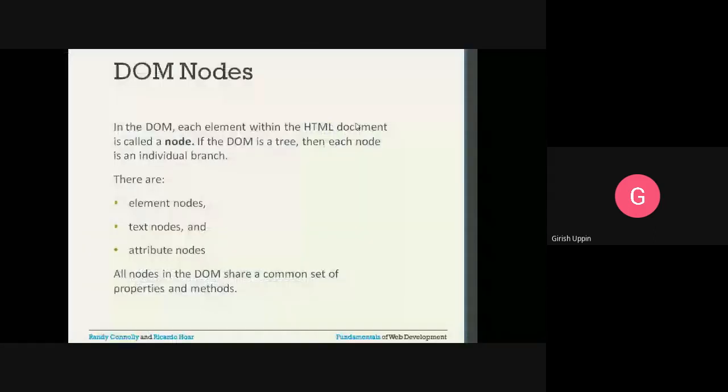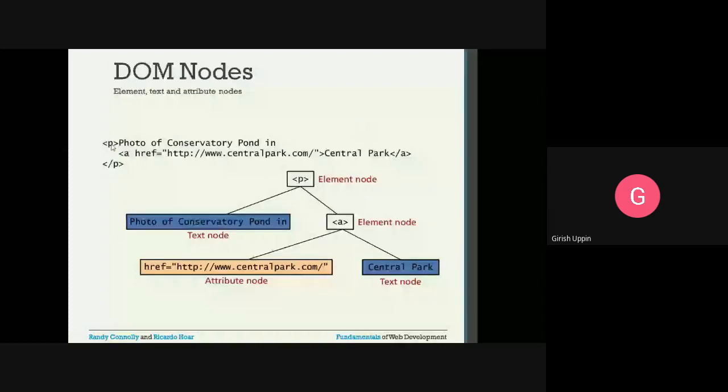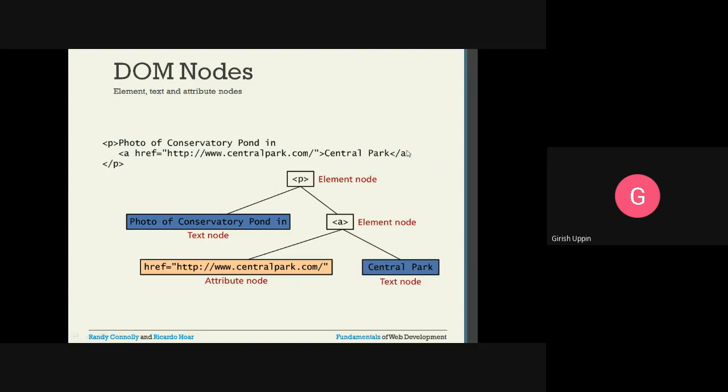Okay, next is this example. We have a paragraph here. Paragraph opening element, photograph of conservatory pond in. Then after that I have an anchor HTML element. It starts here and it has an attribute href, which specifies the link, and this is the opening anchor tag. Then we have text again, some content, Central Park, and this is the closing of the anchor HTML element and the closing of the paragraph element.